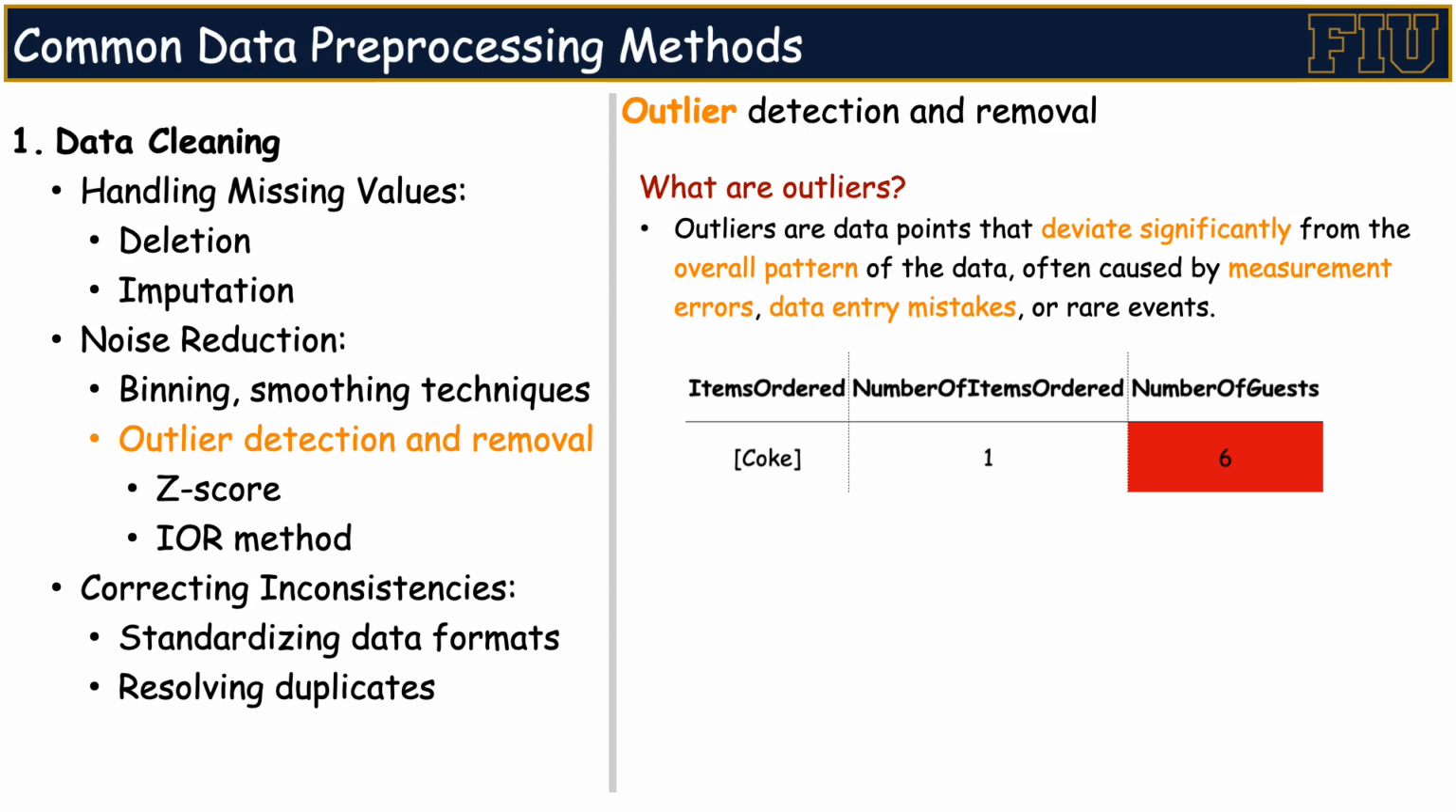In our earlier discussion, we came across an example where a restaurant had 6 guests, but they only ordered 1 Coke. Clearly, this is an unusual order because typically 6 guests would order around 6 items. After cross-checking with the rest of the dataset, we can assume that only ordering 1 Coke isn't a data entry error. Of course, it's possible that the number of guests was recorded incorrectly, but for this example, we'll assume the data is accurate. That makes this data point an outlier.